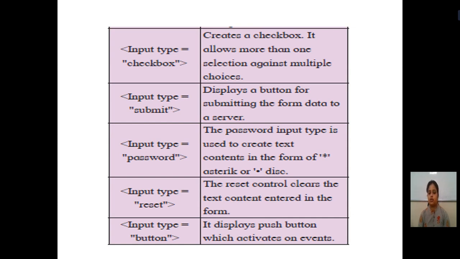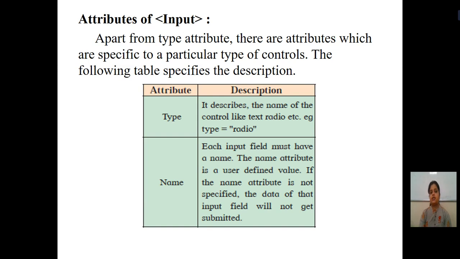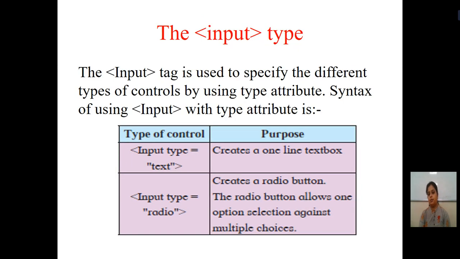Next is input type is equal to button. It displays a push button which activates on event. So now what is the use of input type is equal to button? Input type is equal to button will help you to push the button, which will help you with the different activities or the different types of events which you are going to perform. So by using input type is equal to button, you can display a push button that will be activated on the events. So different events can be activated. So these were the different types of input tag.